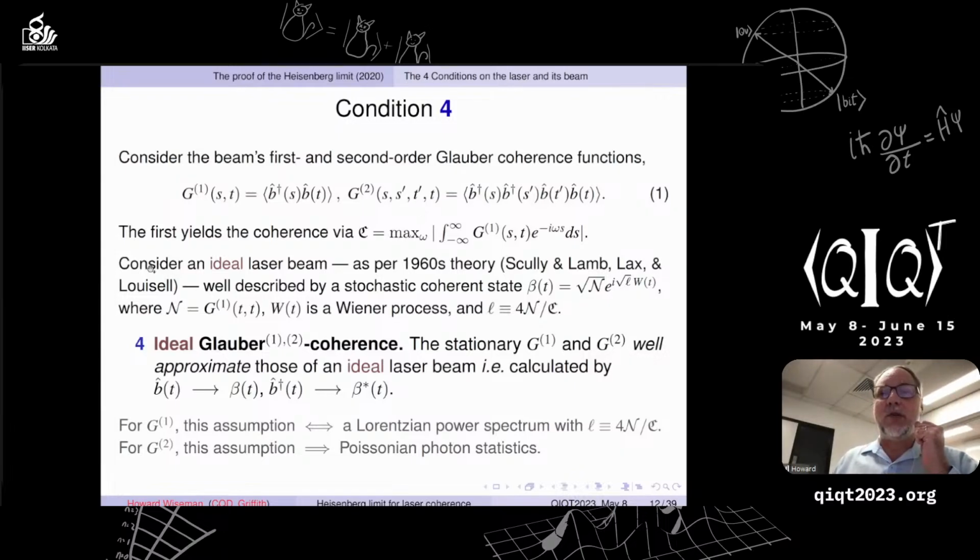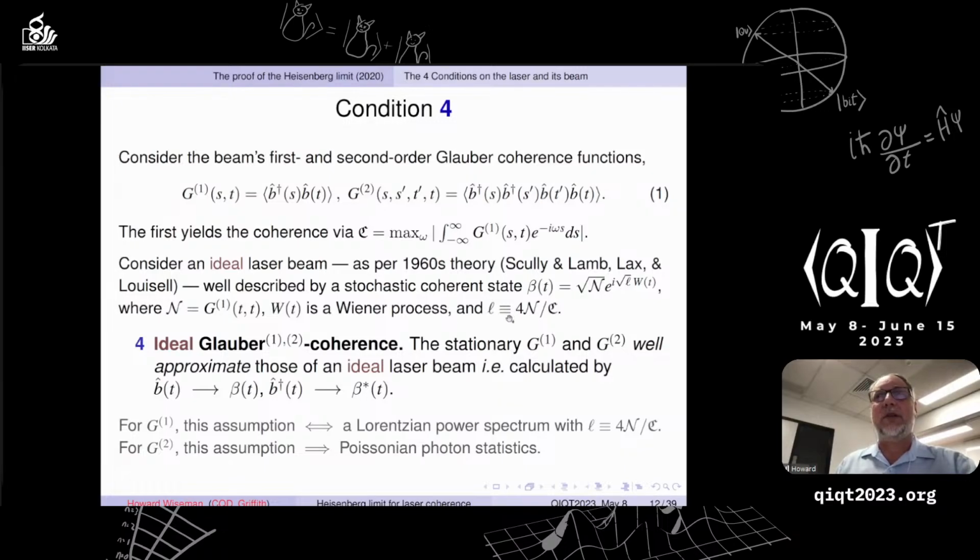The second background we need is the concept of an ideal laser. This was introduced in the 1960s by quantum optics theorists like Scully and Lamb, Lax, and Louisell. They all came to the realization, I'm not sure how independently, that an ideal laser is one where the beam is well described by what I'm calling a stochastic coherent state. It's a coherent state with amplitude beta of t, where beta of t has a fixed magnitude but a phase that is diffusing in time. This W of t is a Wiener process, or Brownian motion. The amplitude squared is exactly the mean photon flux we've also talked about before. The other parameter, L, is what's called the line width of the laser.